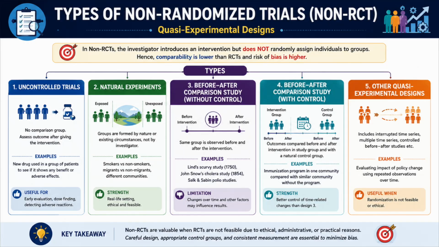for identifying adverse effects. Natural experiments utilize naturally occurring groups such as smokers versus non-smokers or migrants versus non-migrants, where the investigator does not assign exposure. In before and after comparison studies without a control group, the same group is evaluated before and after an intervention. In before and after comparison studies with a control group, outcomes are compared with another similar population that did not receive the intervention, making the findings more reliable. Other quasi-experimental designs, including interrupted time series studies, are also useful when conducting a randomized trial is not feasible.